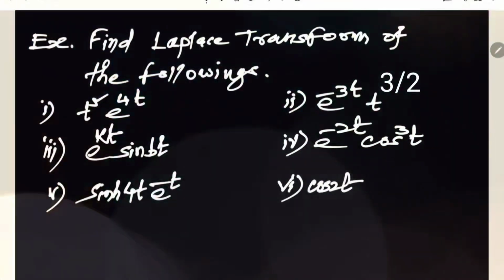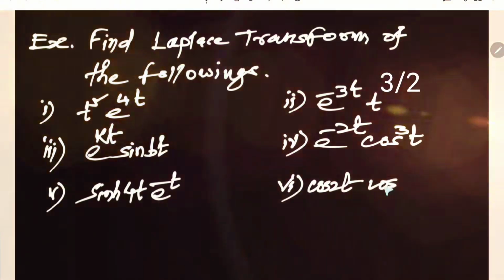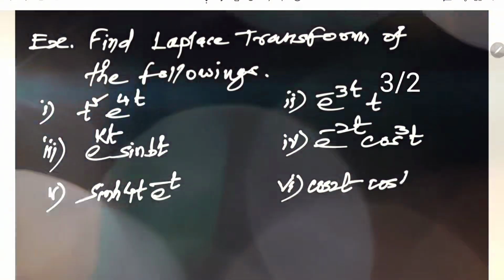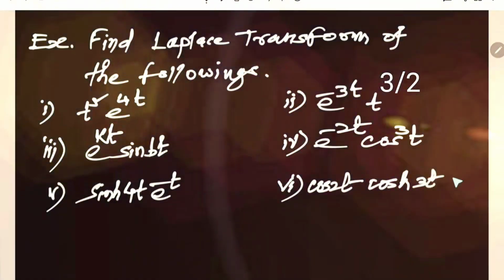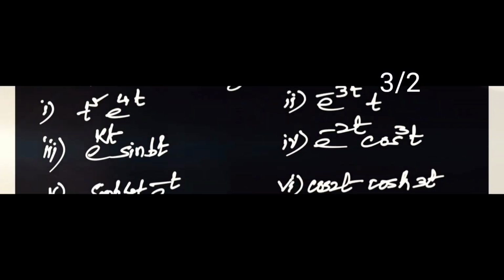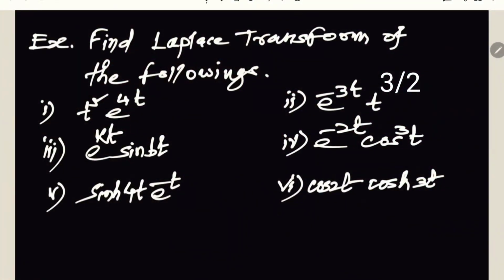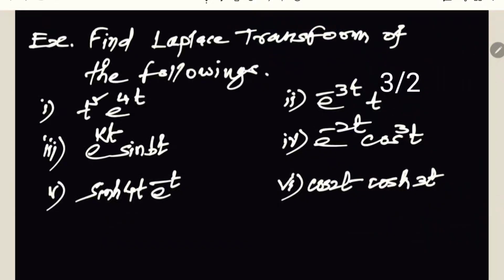Except the last, in every problem f of t is multiplied by some e raised to plus or minus at. It indicates that it is a problem of the first shifting theorem. Therefore, we try to solve one by one. The first one, t raised to 5 into e raised to 4t. Here that t raised to 5 is multiplied by e raised to 4t, means it is a first shifting problem.